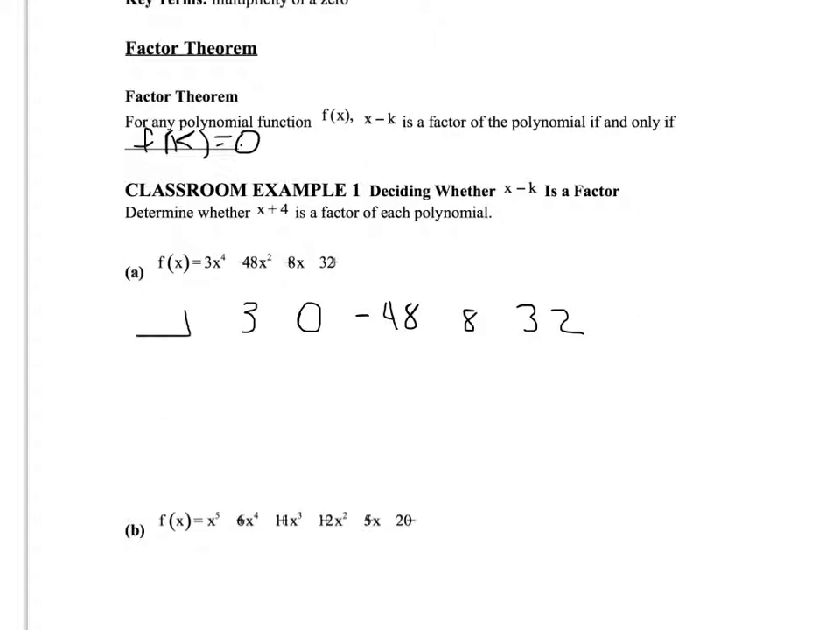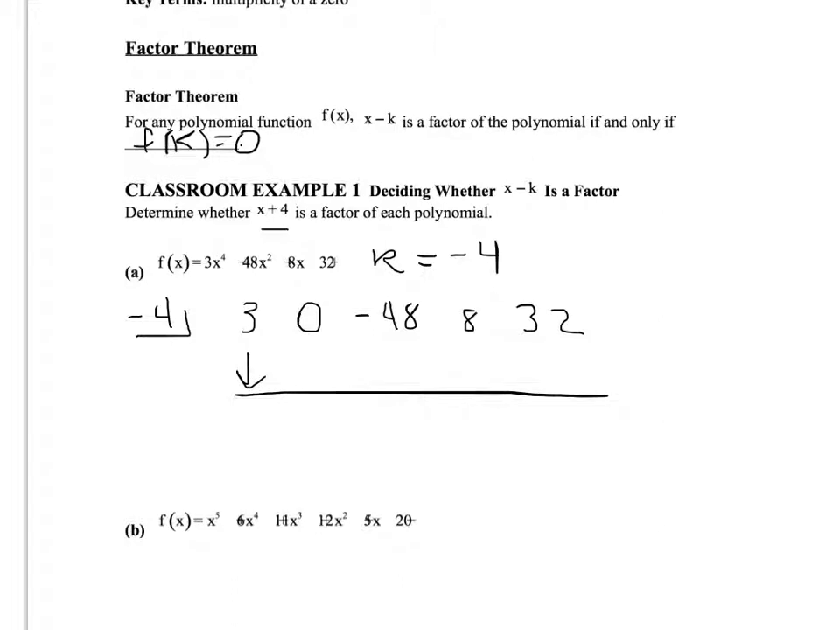My k value I need to identify carefully. If I'm determining whether x plus 4 is a factor of the polynomial, k would have to have a value of negative 4. Remember, when it follows the x, we're actually using the opposite sign of what we see. So we are ready now to divide. Where negative 4 is our divisor, we'll use synthetic division with these polynomial coefficients.